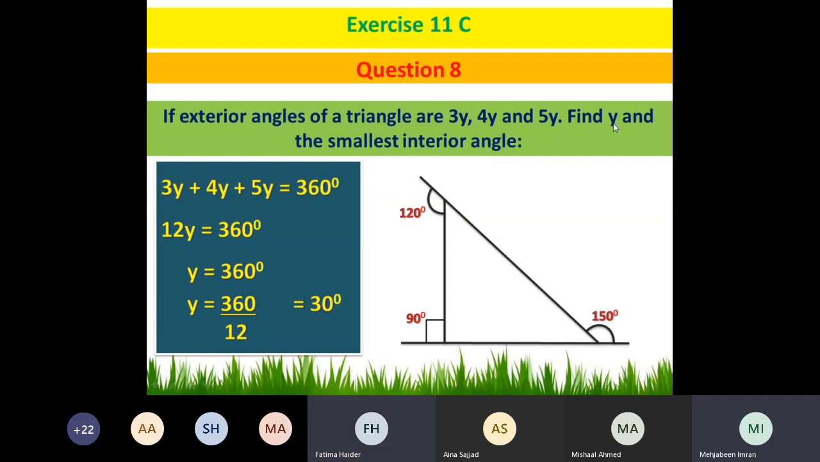Find y. We did that. Now it says find the smallest. Better mute your mics. You are talking and it's very disturbing.